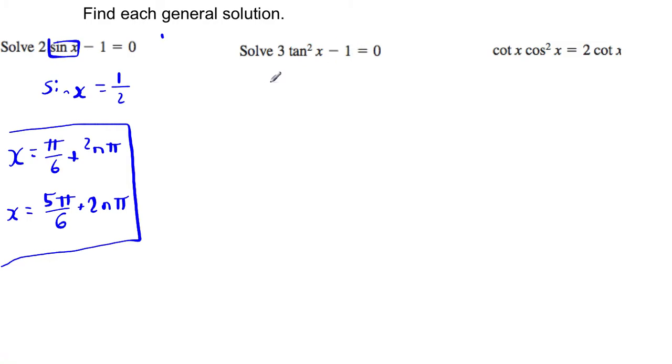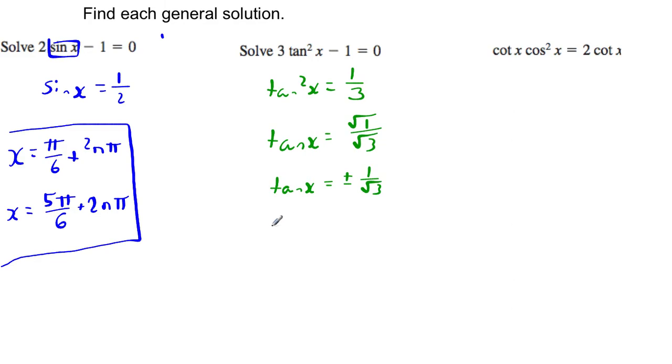For the next one, we have tangent squared of x is equal to 1 over 3. And so we can take the square root of this. So we get tangent of x is equal to square root of 1 over square root of 3. So that means that the tangent of x is equal to plus or minus 1 over root 3, which we rationalize to get tangent of x is equal to plus or minus root 3 over 3.